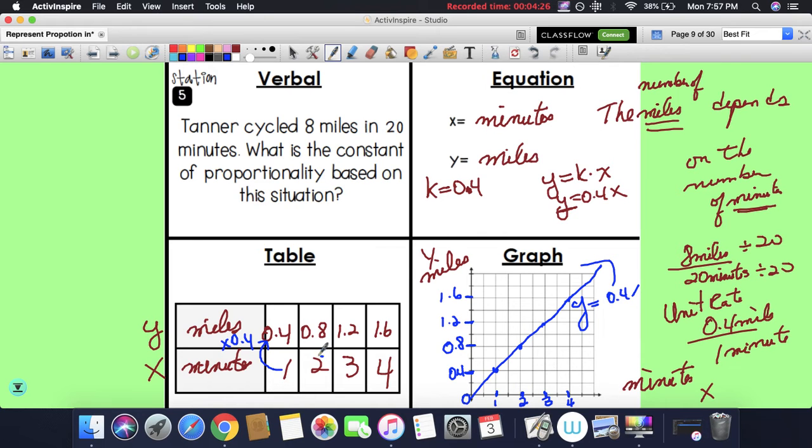2 times 0.4, and it's 3 times 0.4, and then it's 4 times 0.4. So the magic number here is 0.4, right? So to go from our x, which is our input, to get our y, our final value, multiplied by 0.4. And that's what number 5 looks like.